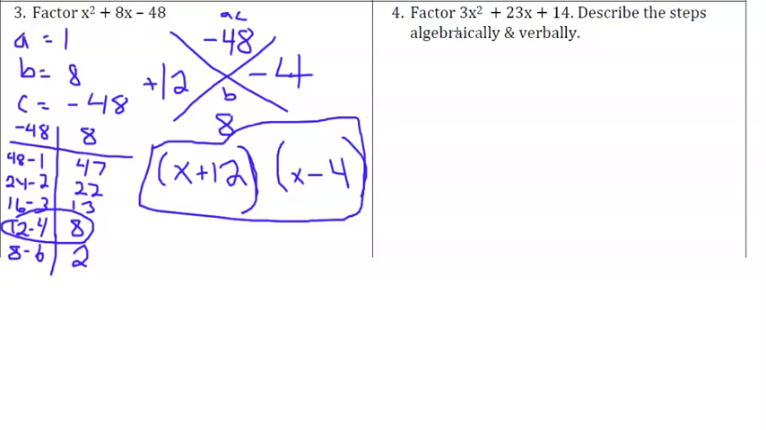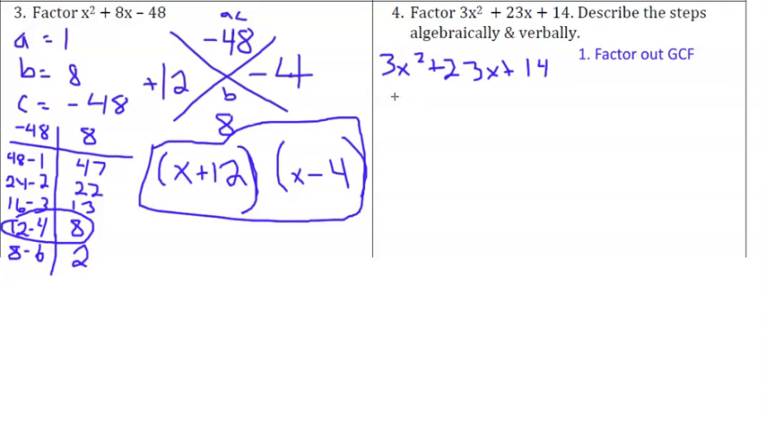Number 4. Factor 3x squared plus 23x plus 14. Describe the steps algebraically and verbally. Step 1. See if you can factor out a GCF, a greatest common factor. Now, the GCF is only 1, so we don't have to factor out a GCF. So we can skip to step 2.